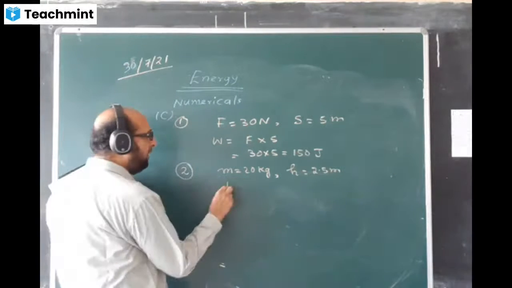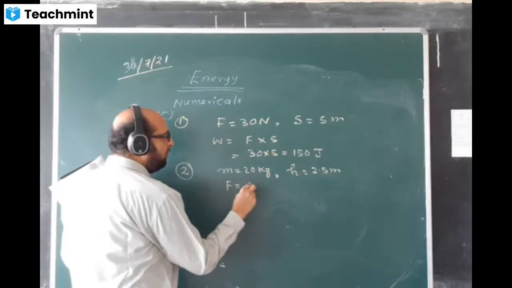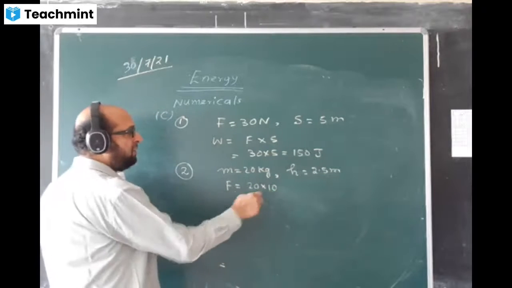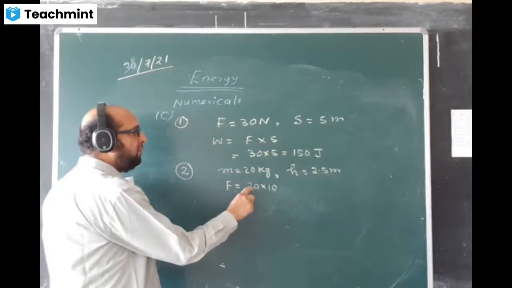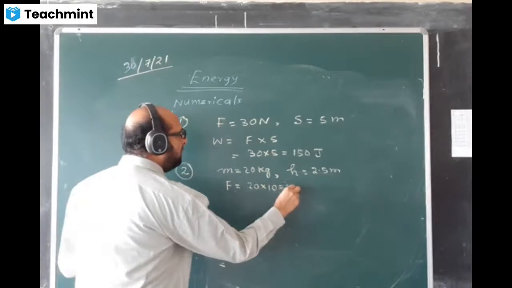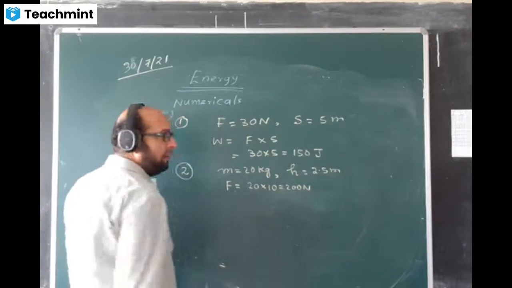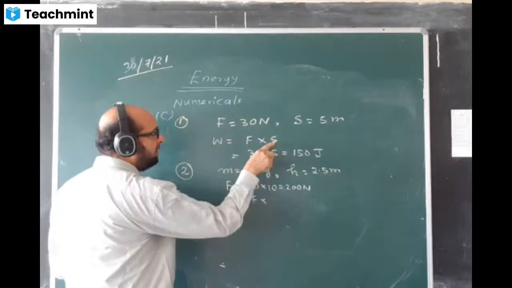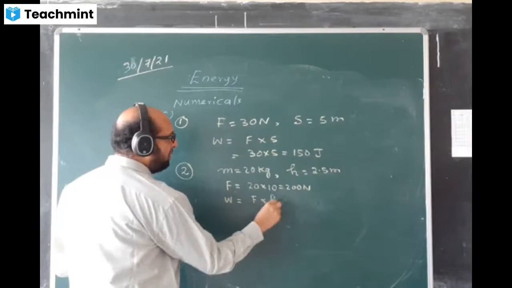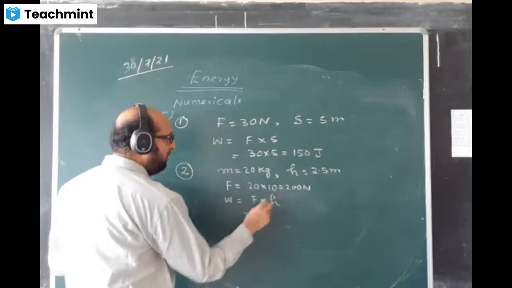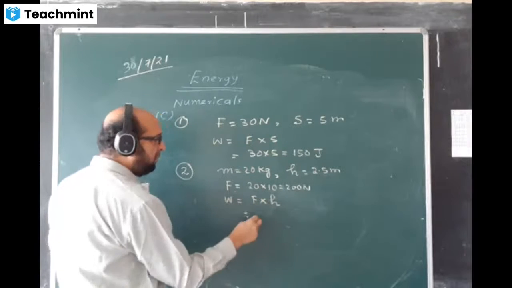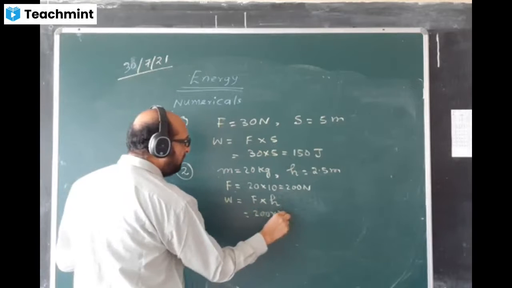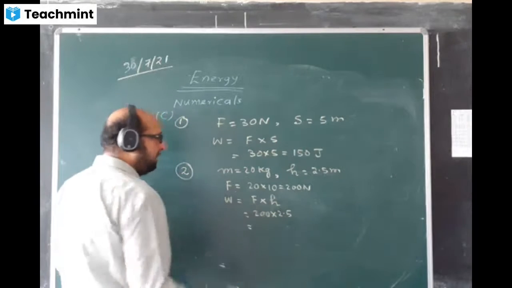Therefore, the force F value will come 20 into 10. On 1 kg, the force is 10 newton. So on 20 kg, the force will be 20 into 10, that is 200 newton. You have to find work again. Work is equal to F into displacement; instead of displacement we can write H here. H is also a distance in meters. Putting F value 200 into 2.5, we get the answer.